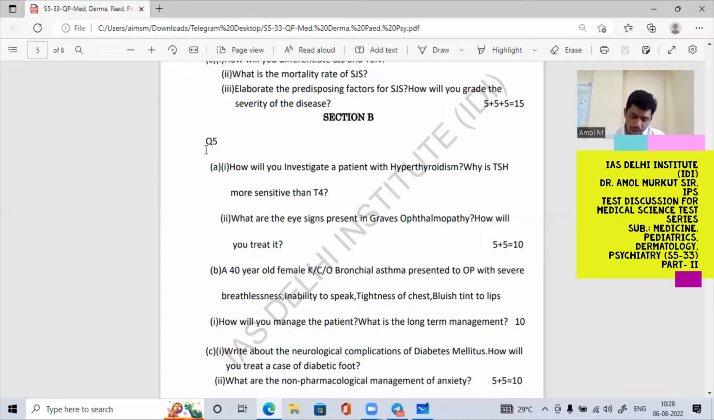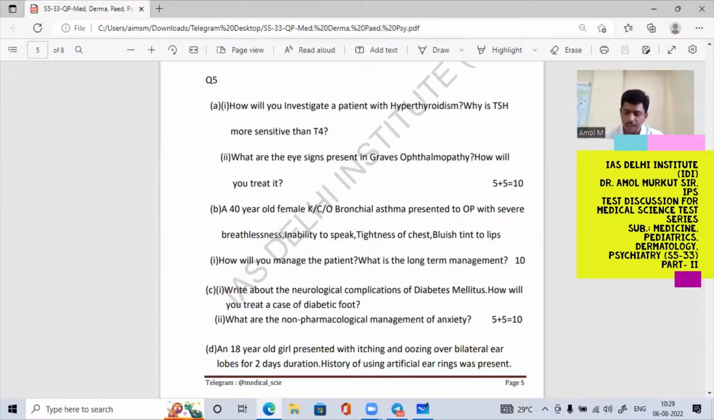Then next, a 40-year-old female, known case of bronchial asthma, presented to OP with severe breathlessness, inability to speak, tightness of chest, bluish tint on lips. Then how will you manage the patient? What is the long-term management? So how will you manage the patient? What is the condition? It is status asthmaticus.